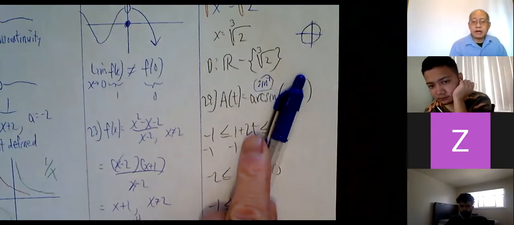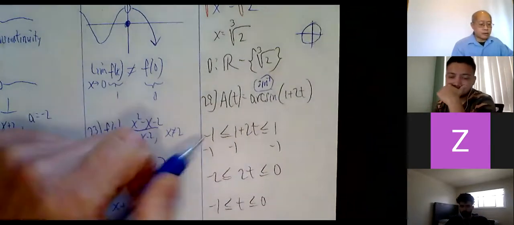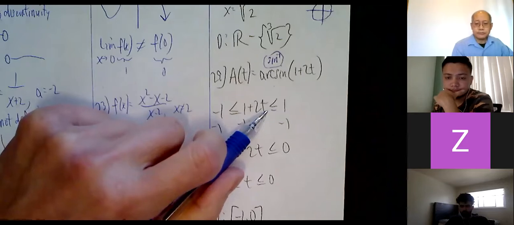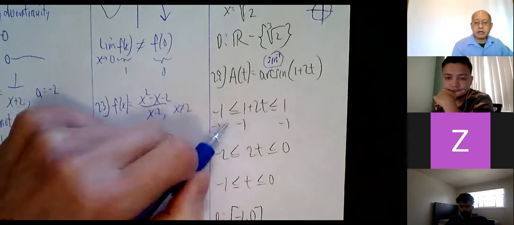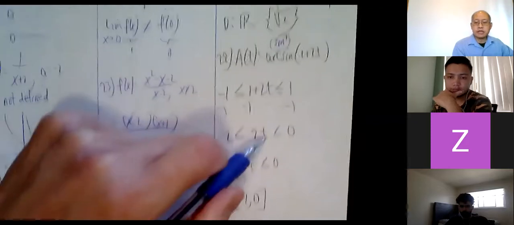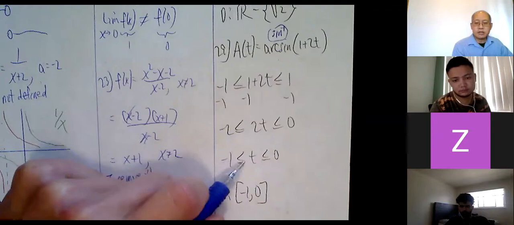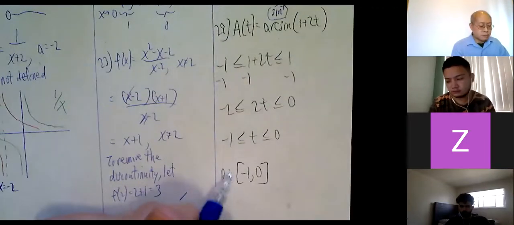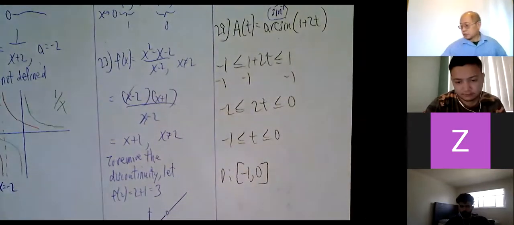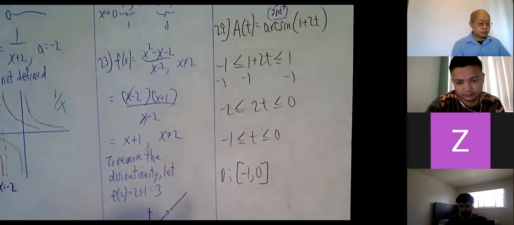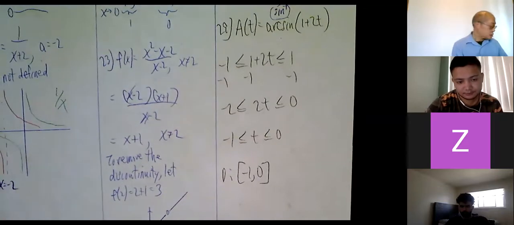So that means whatever's behind my pen has to be between -1 and 1. So there we go: 1 plus 2t between -1 and 1. That's all. Then solve for t. Subtract 1 from each part: -2 less than or equal to 2t, less than or equal to 0. Divide by 2: -1 less than or equal to t, less than or equal to 0. So my domain is the closed interval from -1 to 0 for this one. So what does that mean? You can plug in -1, you can plug in 0, and you can plug in anything between the two. All right, so that's that.